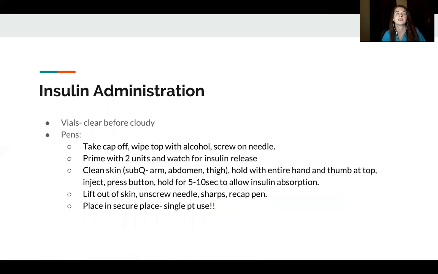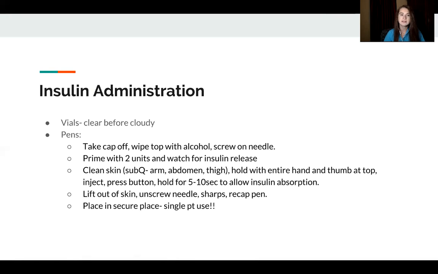Insulin administration. For the vials, you always want to do clear before cloudy, and that is when you're actually withdrawing it. So when you put the air in, put air in the cloudy, then take the needle out, put air in the clear, withdraw the clear, then withdraw the cloudy. And that prevents the extra proteins that are in that intermediate acting insulin from mixing with the rapid acting or the clear insulins.